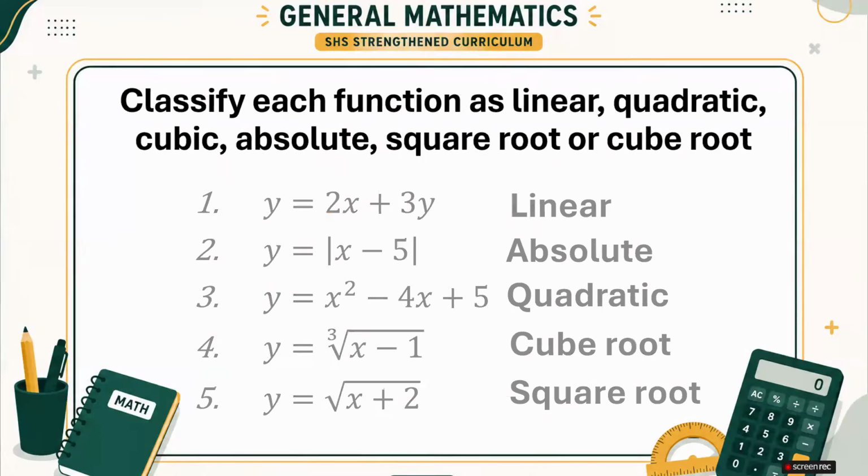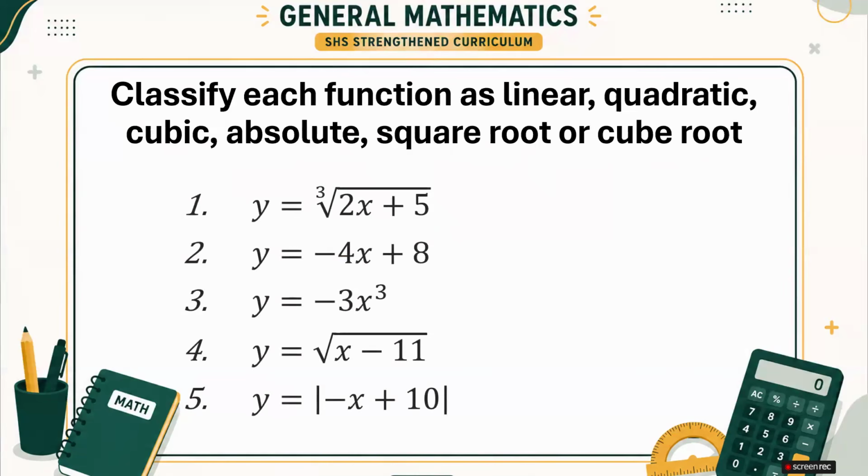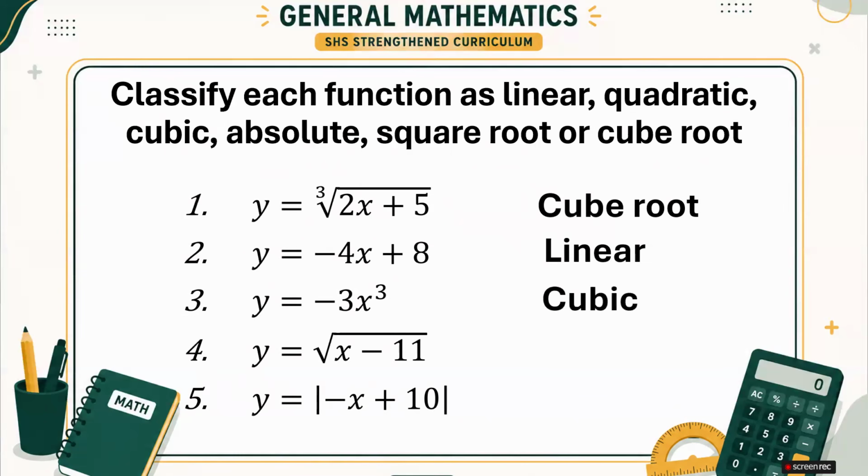Let's have more practice. Number 1, very good. It's a cube root because of the cube root symbol. Number 2, it's a first degree equation, so this is linear. Number 3, very good. This is cubic. The highest exponent is 3. And the next one, obviously, it is a square root function because of the presence of the square root symbol. And the absolute bar would indicate an absolute value function.